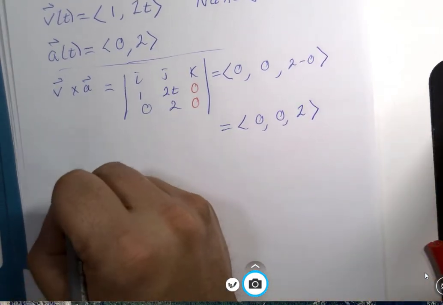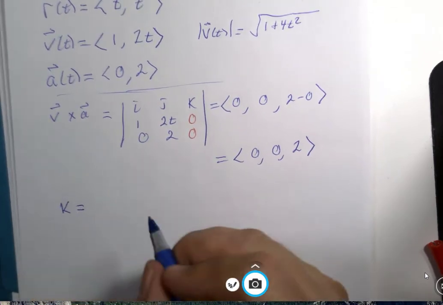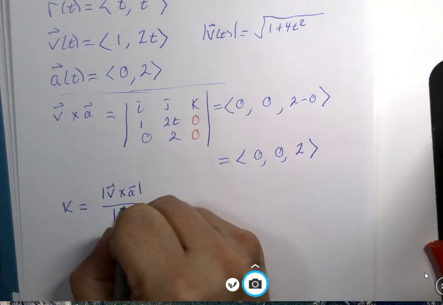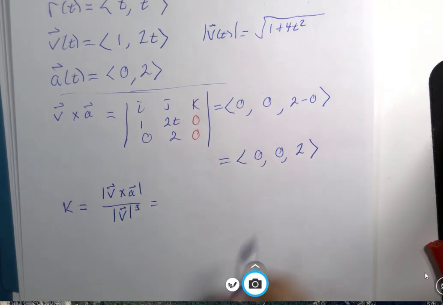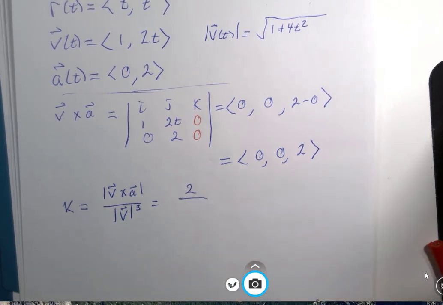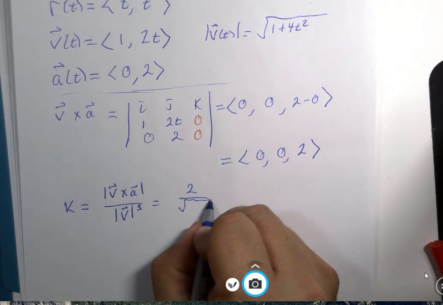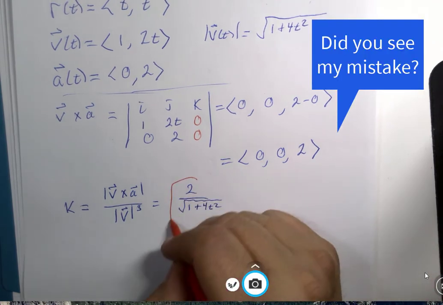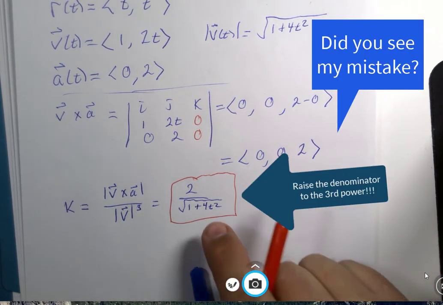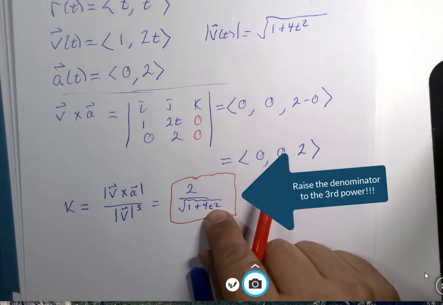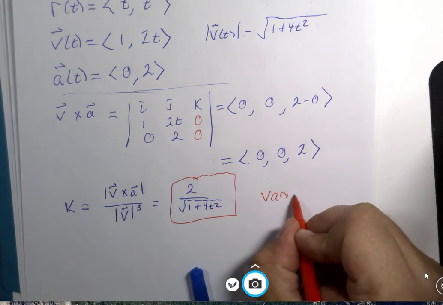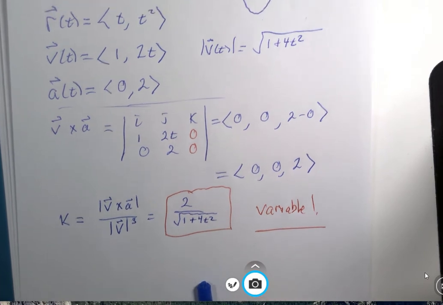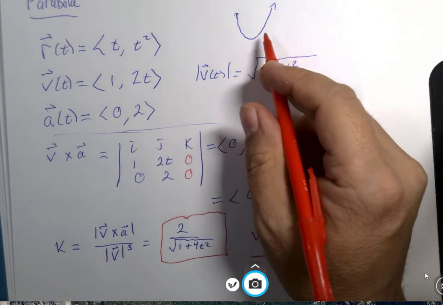So curvature is the magnitude of the vector I just found over the magnitude of the velocity cubed. Well, the magnitude of this vector is just 2. And the magnitude of velocity, 1 plus 4t squared in the root. See that letter t? What do we call that again? Oh yeah, it's a variable. That means the curvature of the parabola is different at different places.